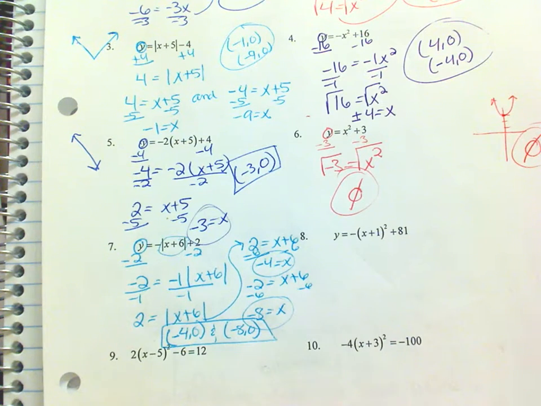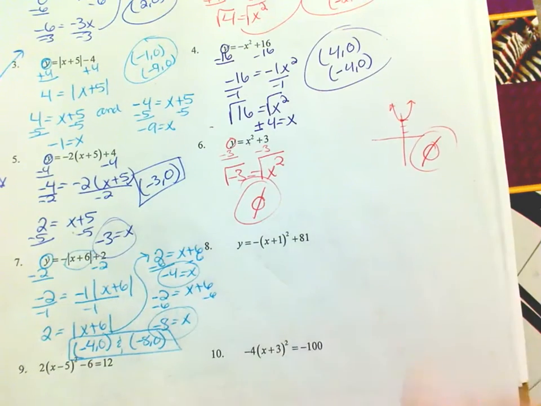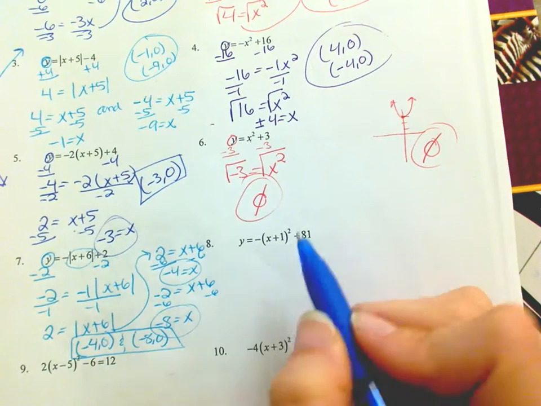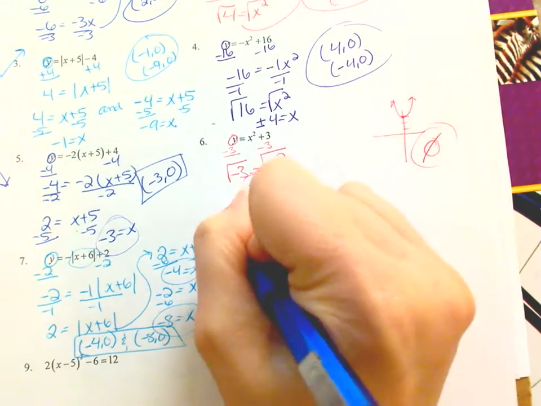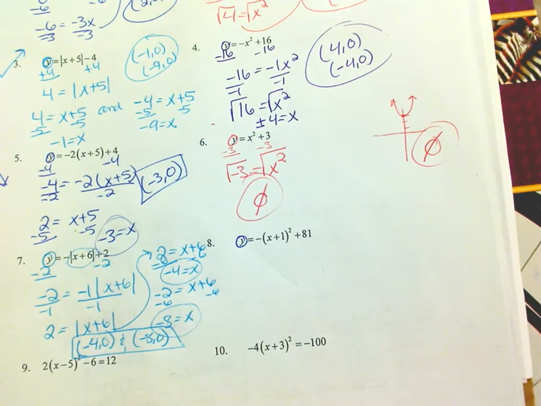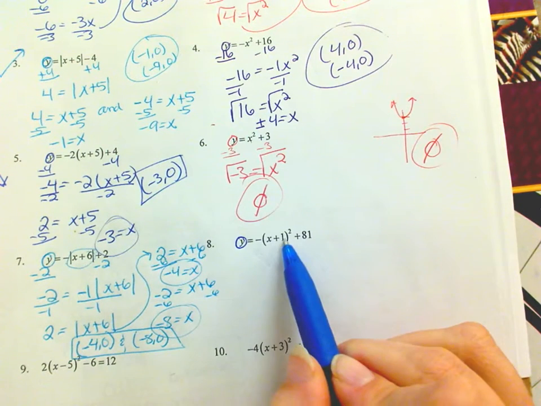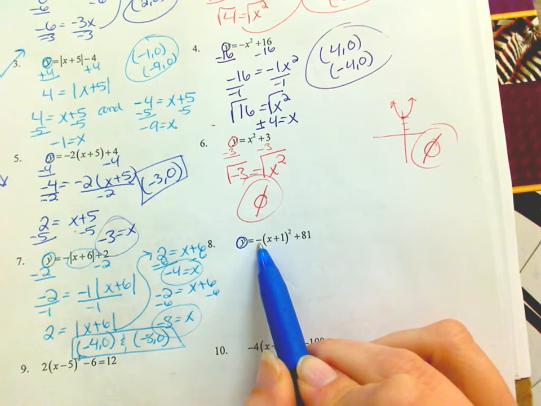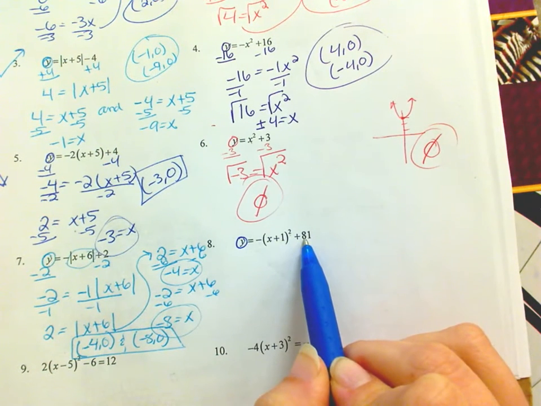And the last one, number 8. It's the last of this type. You still have 9 and 10. But on number 8, replace the y with a 0. And again, try to think about what these are. This is a squared, so it's a parabola. It opens down, and it starts all the way up at 81.